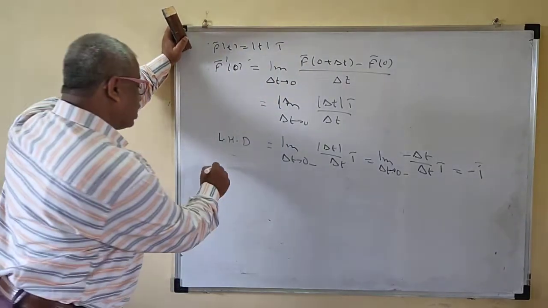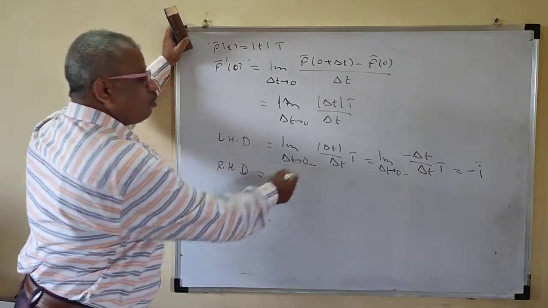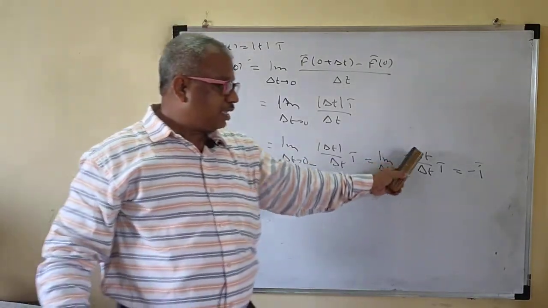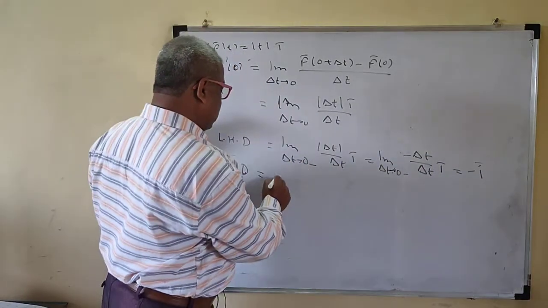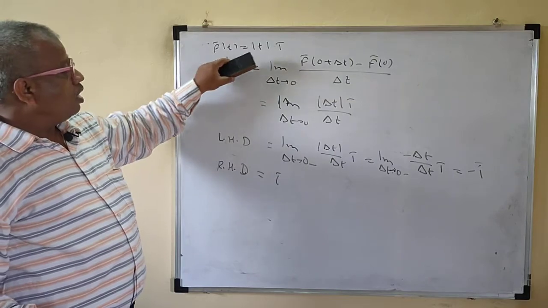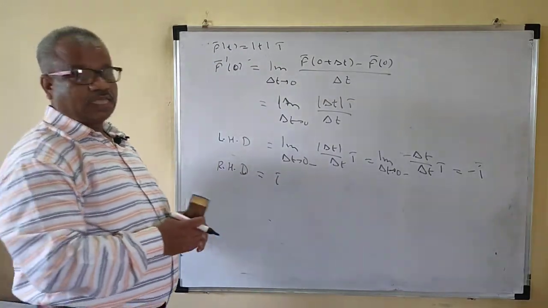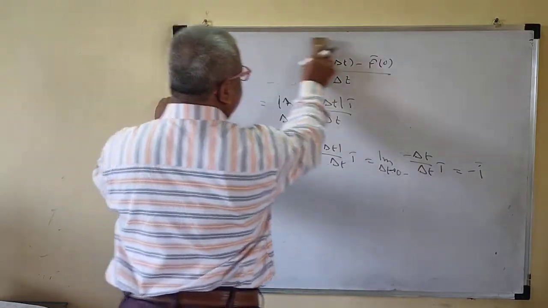Note that. And what is the right derivative? Right hand derivative: delta t is positive, so delta t upon delta t, this gives i bar. So the right derivative at 0 is plus i bar and the left derivative is minus i bar.